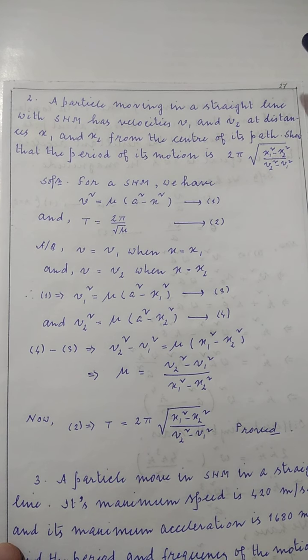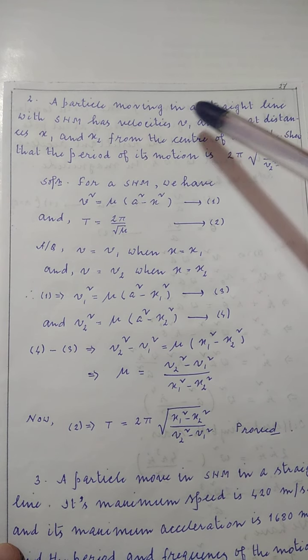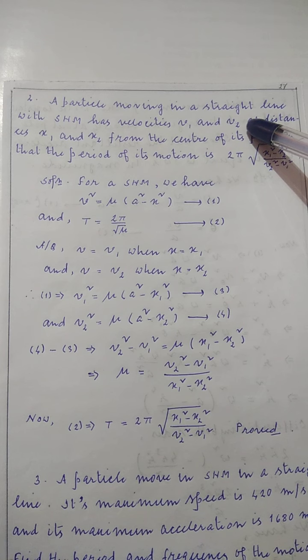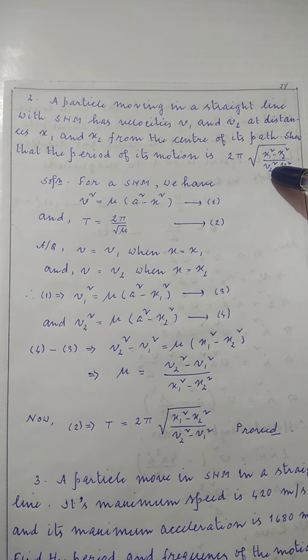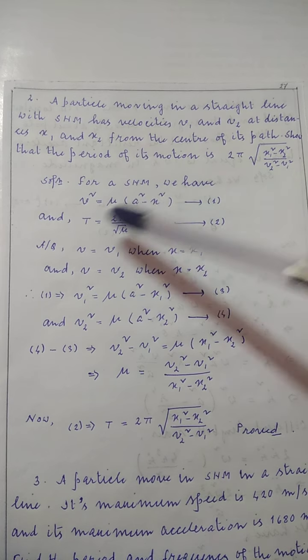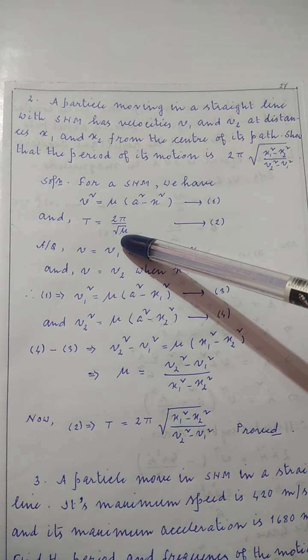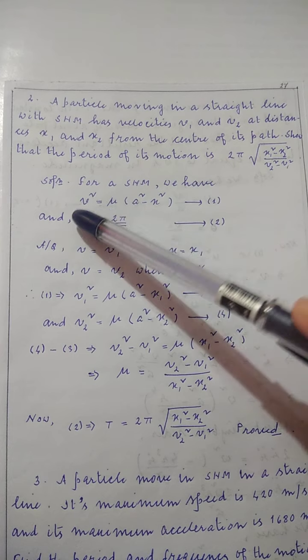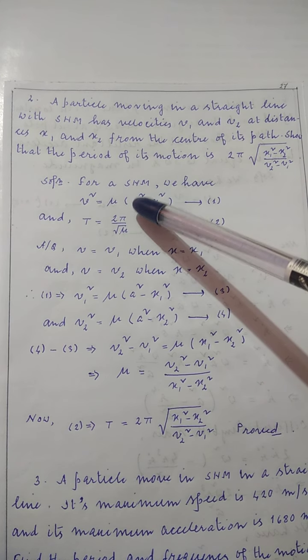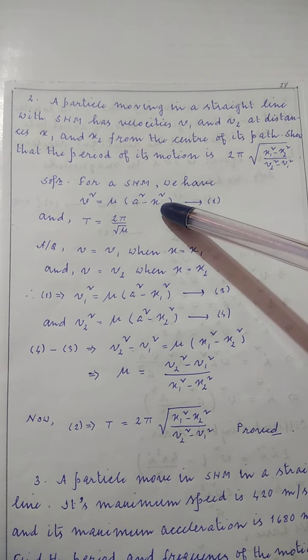So what is given? The particle is moving with simple harmonic motion with velocities v1 and v2 at distances x1 and x2. With the help of this we have to show that the time period is given by this expression. First of all you should know the expression for time period. T is equal to twice pi by root over mu. And in case of simple harmonic motion, you know that the square of the velocity is given by mu into a square minus x square.